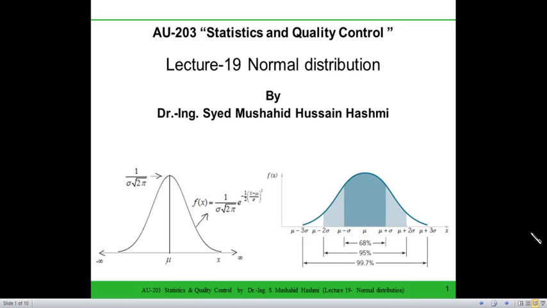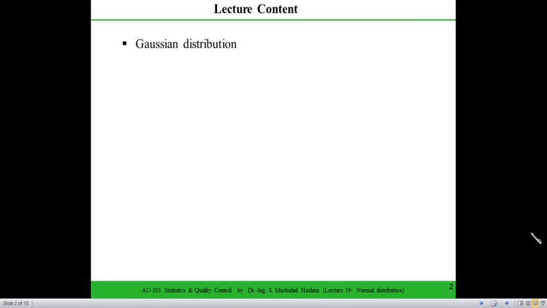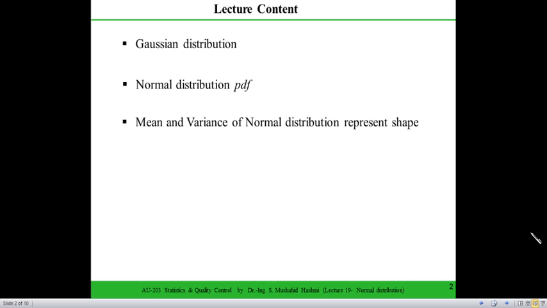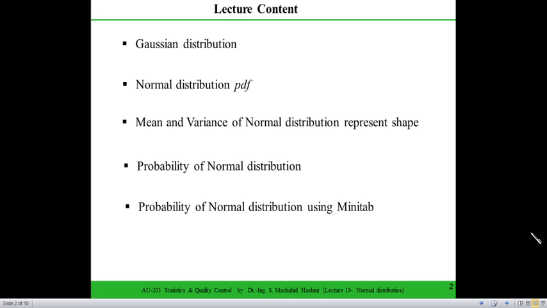This is lecture number 19 of the course AU 203 Statistics and Quality Control. In this lecture, we will go into the normal distribution, one of the important distributions. Another name for normal distribution is the Gaussian distribution, and we will go into the probability density function for this Gaussian distribution. We will see that the mean and variance actually represent the shape of the distribution. We will be able to calculate the probability of normal distribution from the graph as well as from the Minitab.